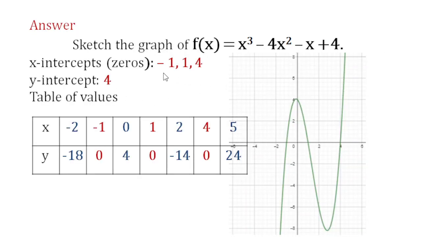So the x-intercepts, the zeros, are negative 1, 1 and 4, and the y-intercept is 4. And I have here the table of values. Your table of values might be different from what I have, but your graph should look like this.